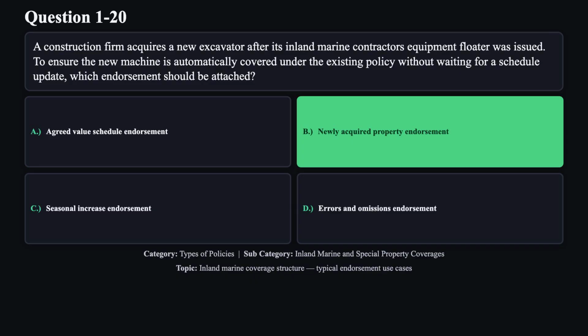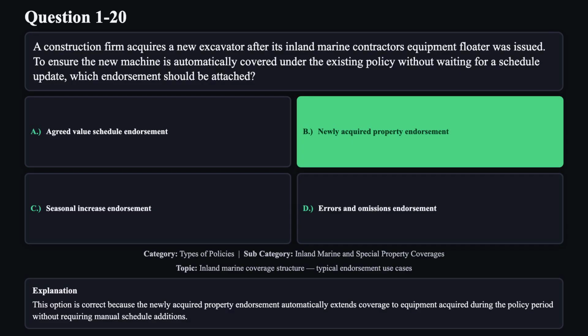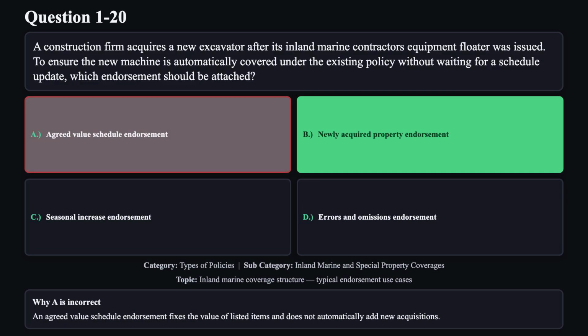The correct answer is B. This option is correct because the newly acquired property endorsement automatically extends coverage to equipment acquired during the policy period without requiring manual schedule additions. Reason A is not correct. An agreed value schedule endorsement fixes the value of listed items and does not automatically add new acquisitions.